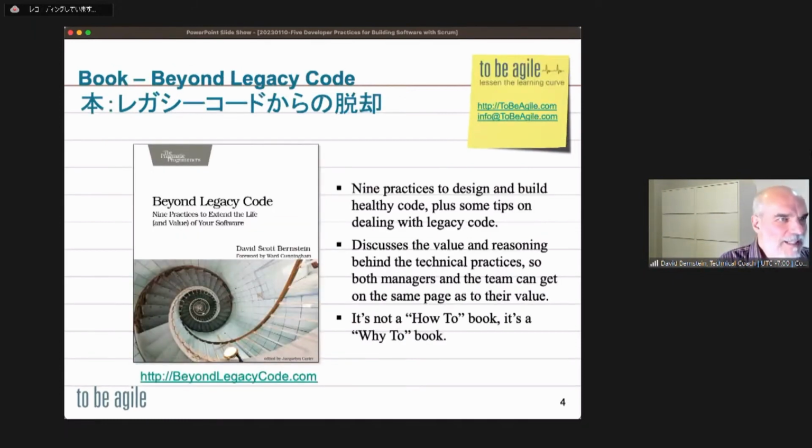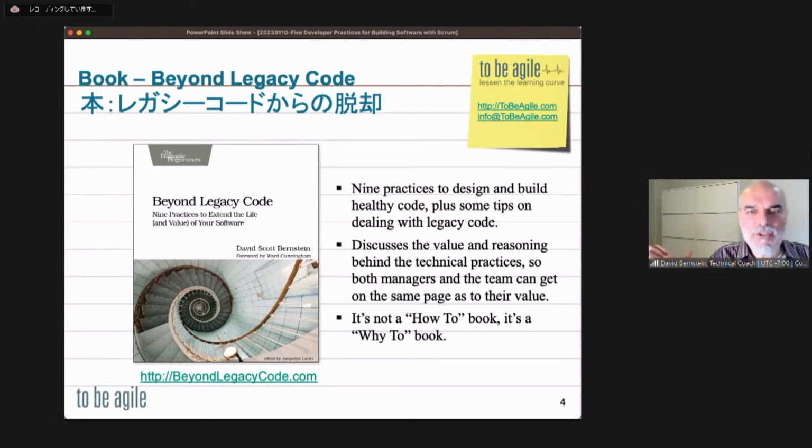This is my book, Beyond Legacy Code, 9 Practices to Extend the Life and Value of Your Software. This book really talks about the technical practices in a way that anyone can understand. Because what I found is that there's a gap between the technical and the non-technical people on our team. And very often, the non-technical people don't understand the reasoning behind the things that we do in software development. And so I wanted to stress the importance of these technical practices, why we do them, not just what they are, but why they're valuable.